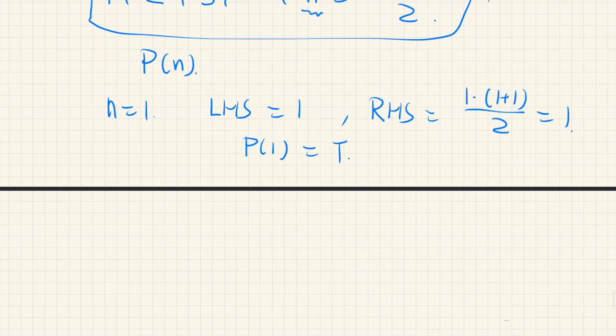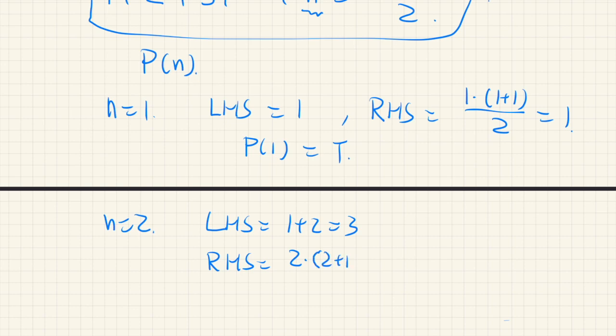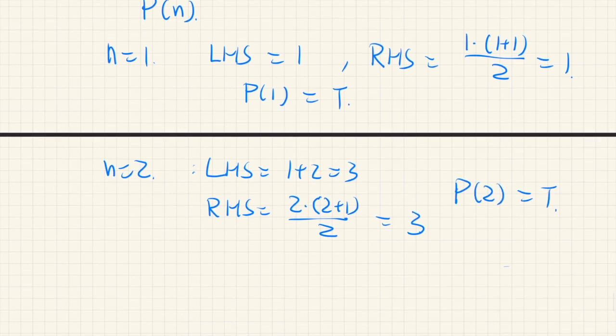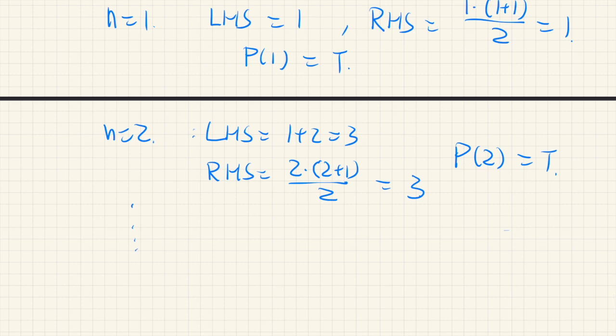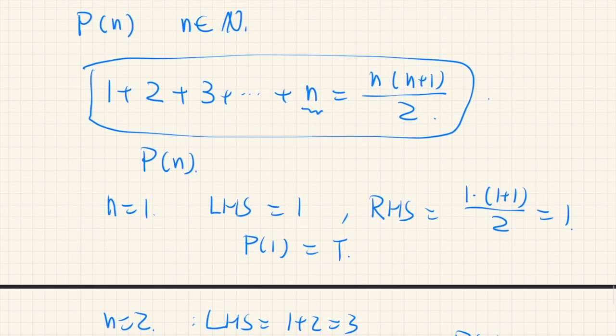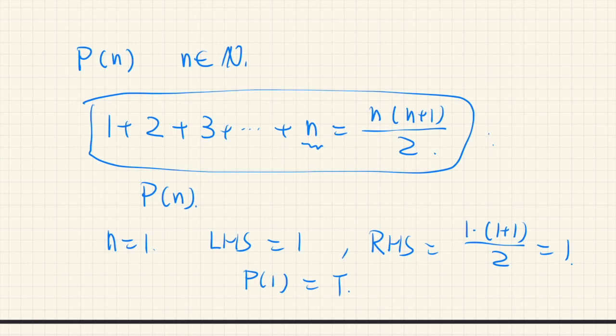Okay, when n is equal to 2, then the left-hand side is 1 plus 2, which is 3. And the right-hand side is 2 times 2 plus 1 divided by 2, which is 3. So therefore the right-hand side is equal to the left-hand side, so P of 2 is true. And we can continue this forever, but actually we cannot do it. So how do we actually prove that this formula is true for all natural numbers n? So that is the next question.